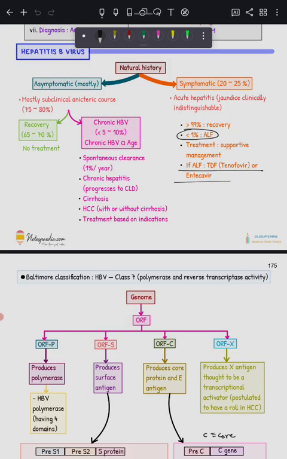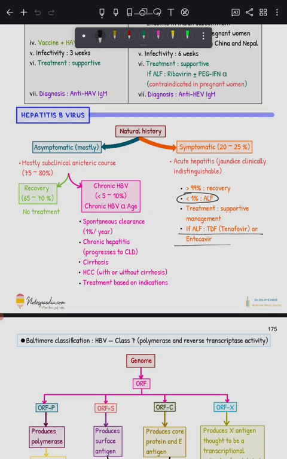Now let's decode everything. On the left hand side you can see asymptomatic, which are mostly seen. This is the natural history in hepatitis B virus. Patients will be mostly asymptomatic, 75 to 80%, and so the interpretation is most HBV infections are subclinical with no jaundice or no symptoms. And this is why HBV is a silent killer, because mostly people walk around undiagnosed for decades.